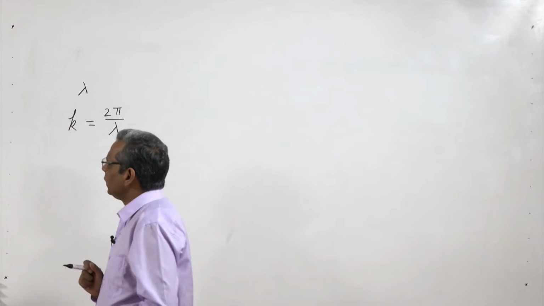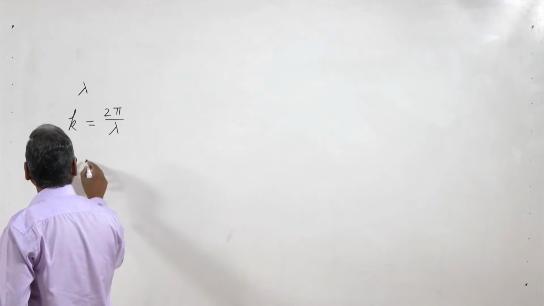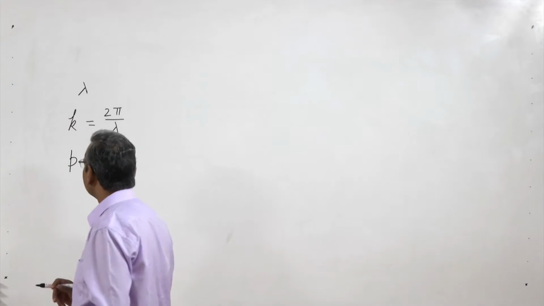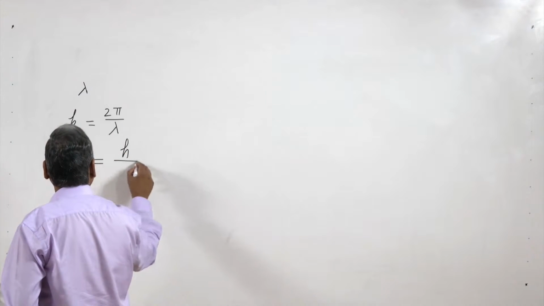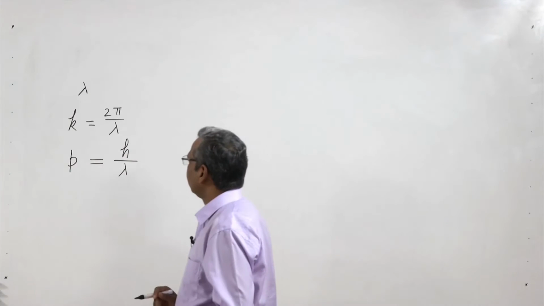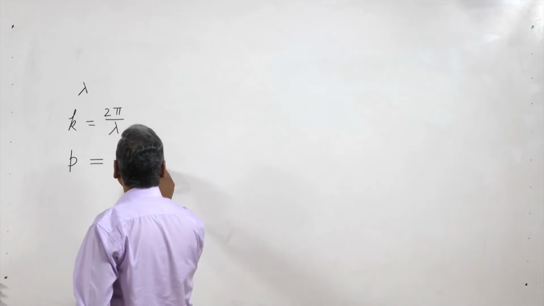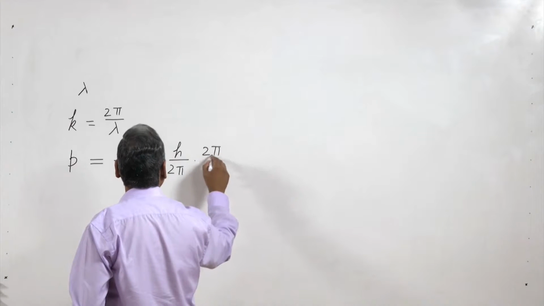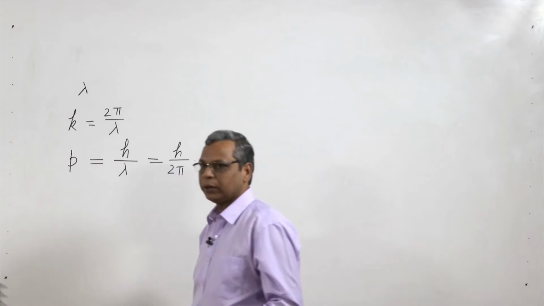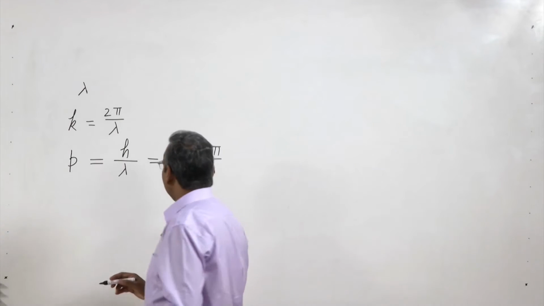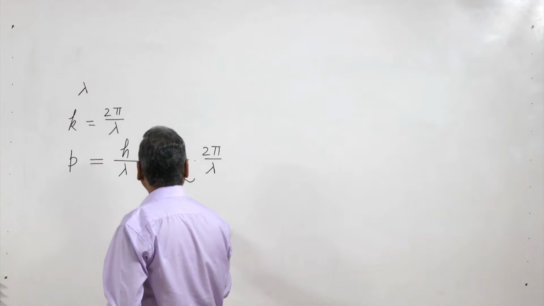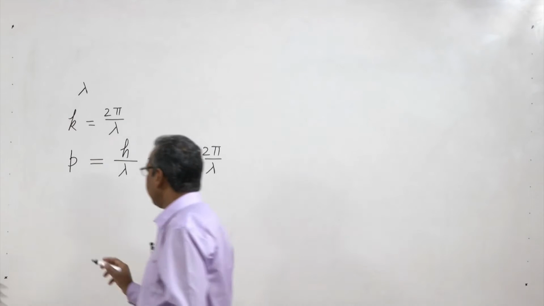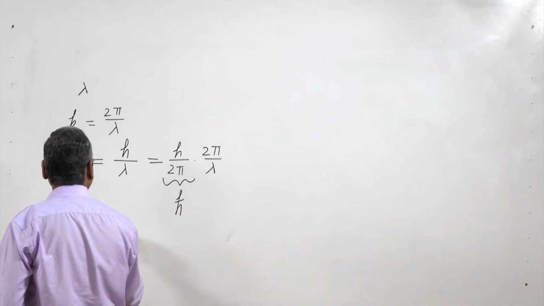and the momentum associated with this electron is h over lambda, or I can write it as h over 2 pi times 2 pi over lambda. This is from the de Broglie hypothesis. H over 2 pi I represent by a symbol called h cross, then this p is equal to h cross k.